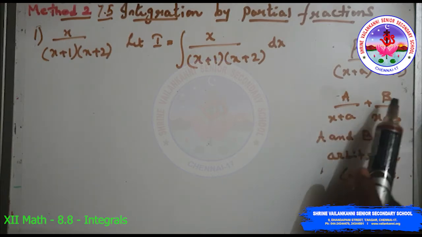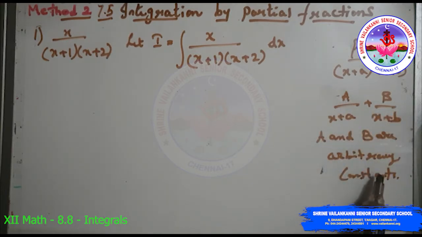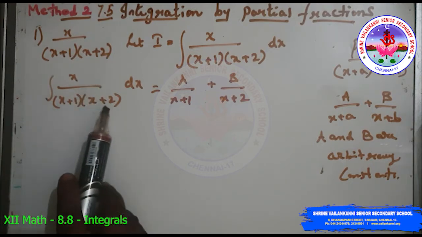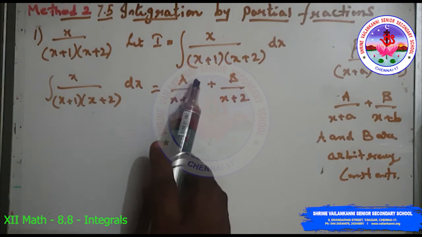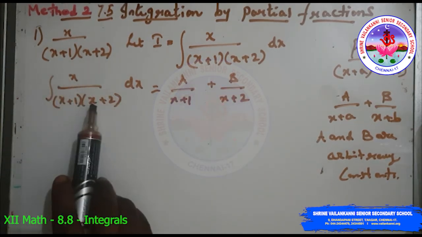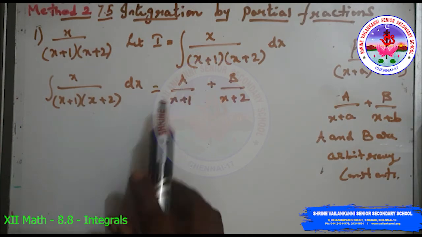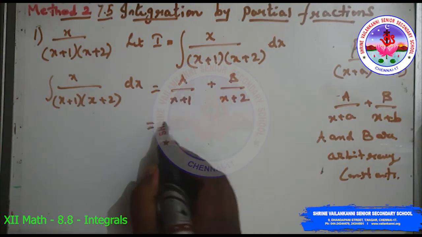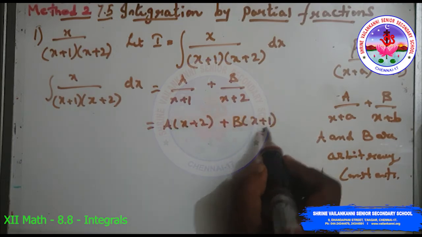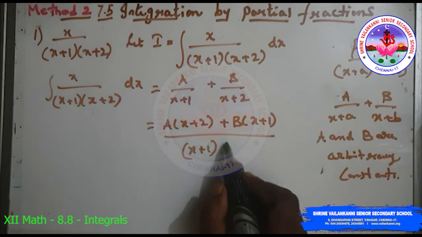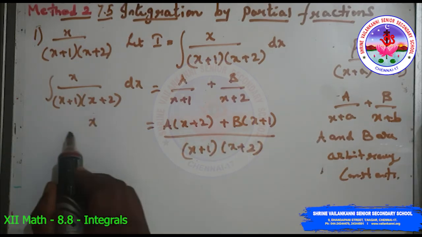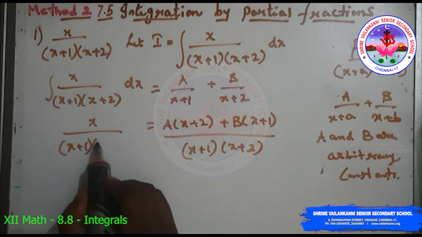So a by x plus a plus b by x plus b, where a and b are arbitrary constants. So integral of x by x plus 1 into x plus 2 dx is equal to a by x plus 1 plus b by x plus 2, where a and b are arbitrary constants. So I am writing this rational function in a partial fractions form. Taking LCM, we get a into x plus 2 plus b into x plus 1 whole by x plus 1 into x plus 2. So it's x by x plus 1 into x plus 2.